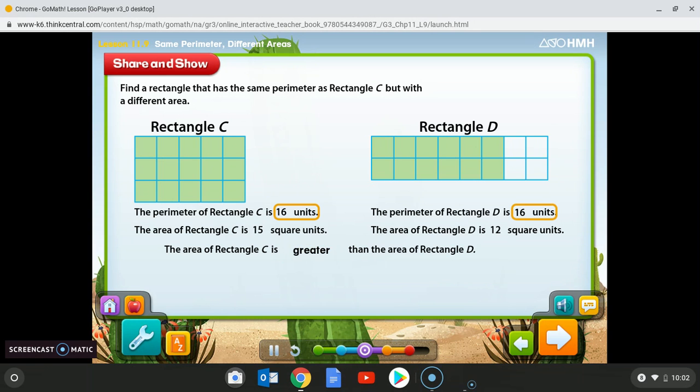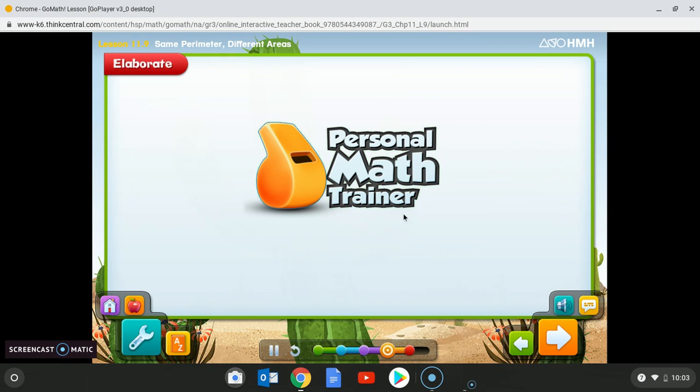So explore this new way of thinking. Remember, perimeters can be the same, but the shape of the rectangles changes the area. The side lengths change the area, okay? So just because you have the same perimeter does not mean you're going to have the same area. So I want you to explore that while you're doing your personal math trainer, okay?